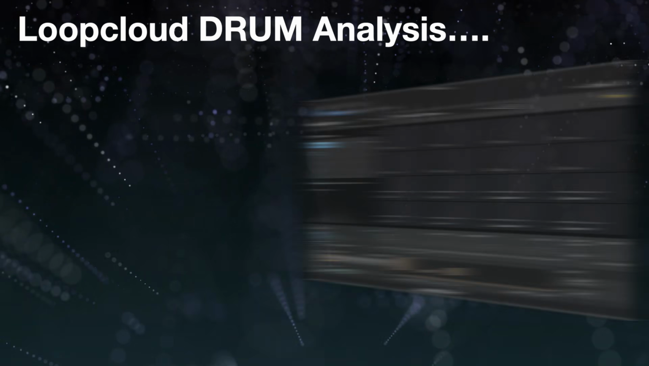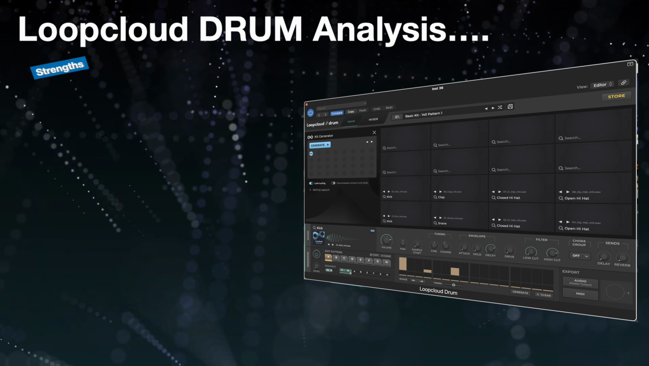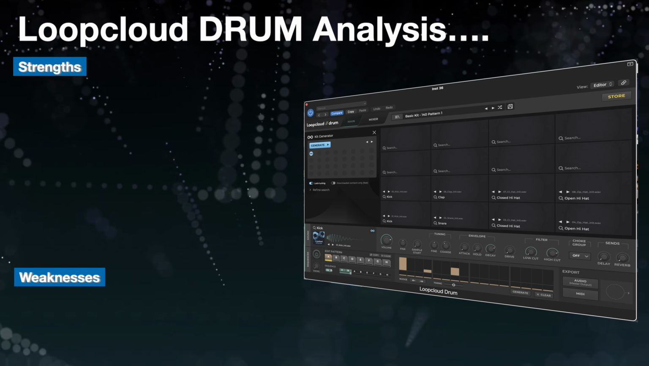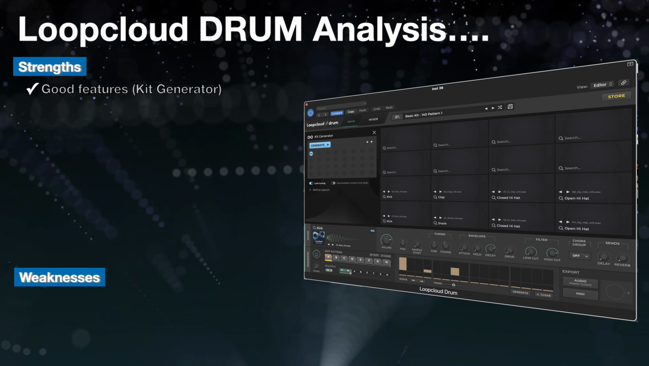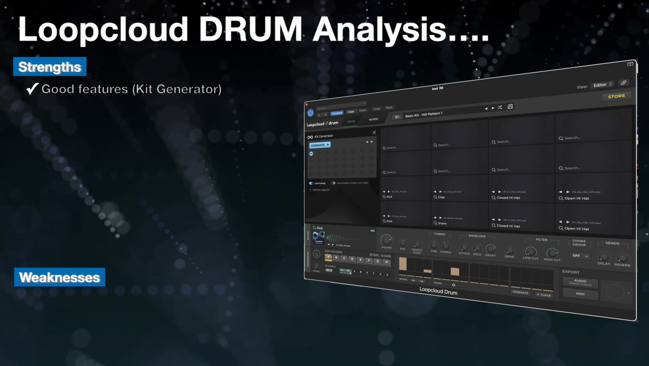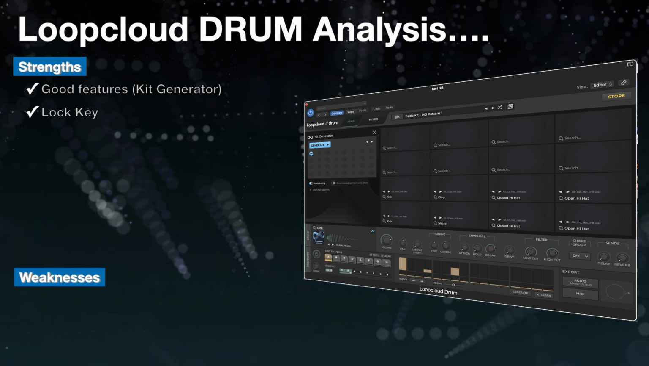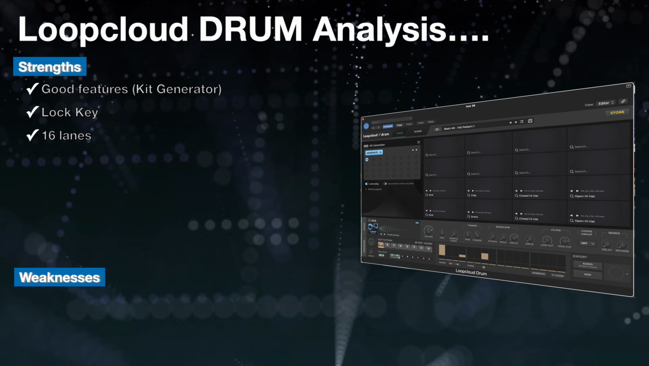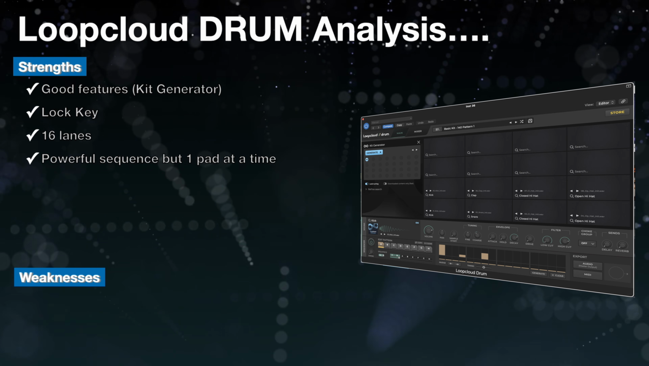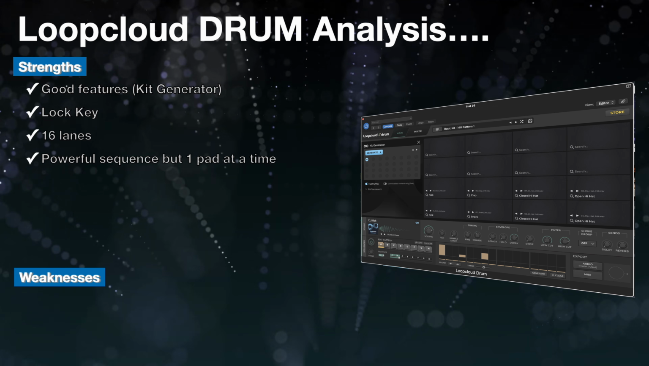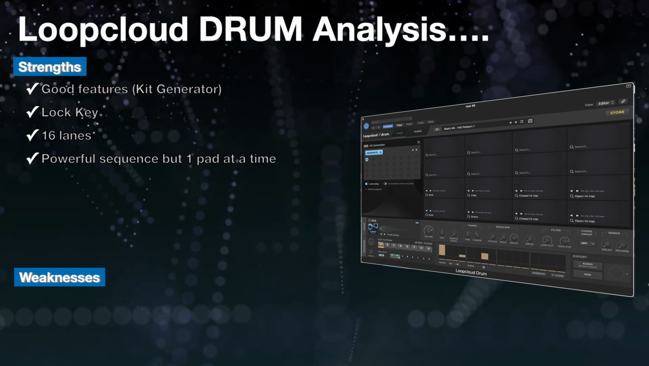For the Loopcloud drum analysis, there's a lot of similarities here between it and ADSR. Good features. One unique one is this kit generator, which operates really well. Also 16 lanes, more than your typical 8. Powerful sequencer, but it's really one pad at a time.